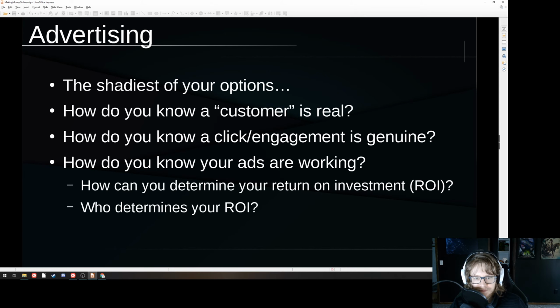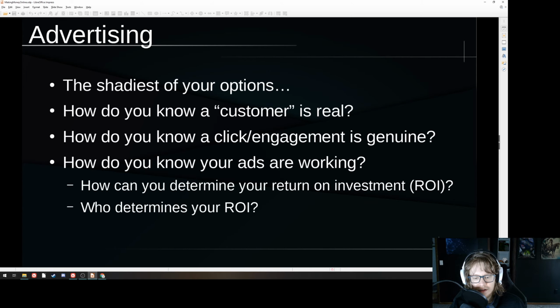So, how do you know that a customer is real? How do you know that somebody looking at an ad on the internet is a real person? How do you know that their click or engagement with the advertisement is genuine and real as well? How do you know that they meant to click on it and that they're actually a real human being? If they watched your ad, how do you know they actually watched it and didn't step away to do something else? How do you know that they're real at all and not just a robot? And most importantly, how do you know that your ads are working? How do you determine the return on investment, the ROI that you get from your ads? And who determines your ROI?